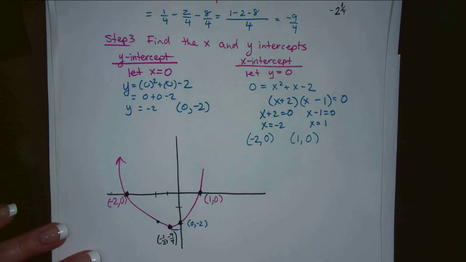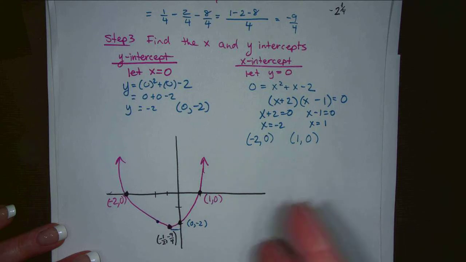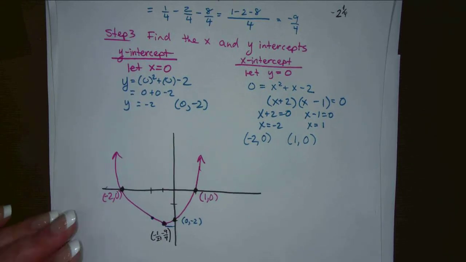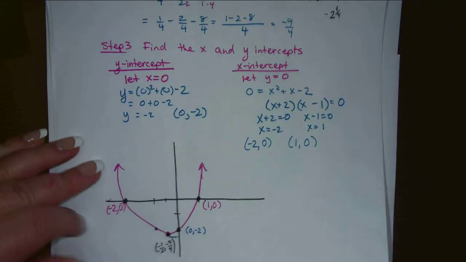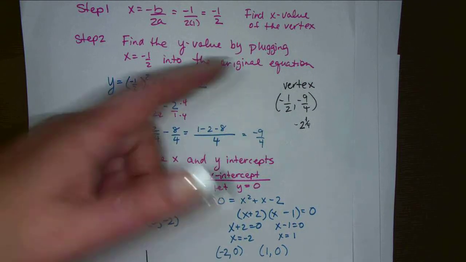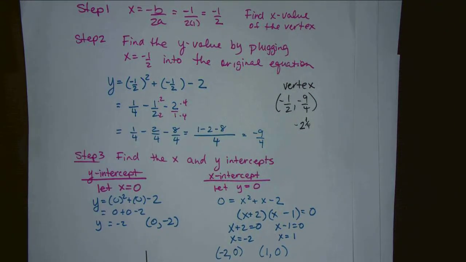Okay, so here we go. And that's more likely what we're going to have to do. Find your vertex first, x and y value, then find your intercepts, and then you graph it. Okay? So the vertex doesn't always work out to a fraction. Sometimes it works out nice, but we wanted to add that in there.